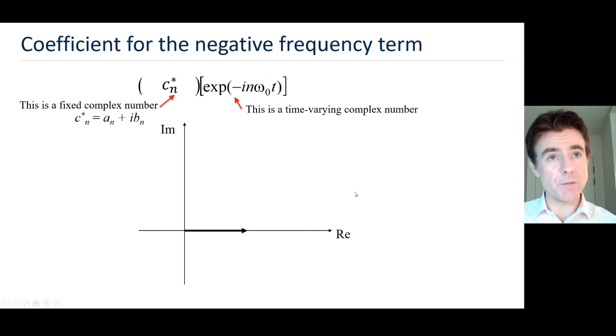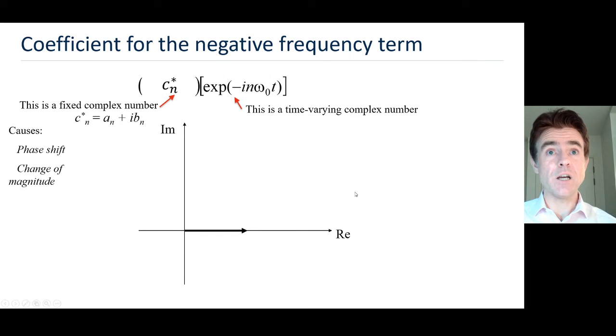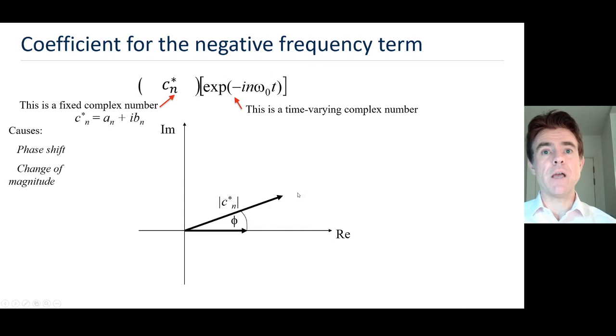Now we're multiplying it by Cn star, just the complex conjugate of Cn. And again, this is the complex exponential at time t equals 0. It's just a value of 1 on the real axis. By multiplying by Cn star, we get, first of all, a phase shift and then a change in magnitude.